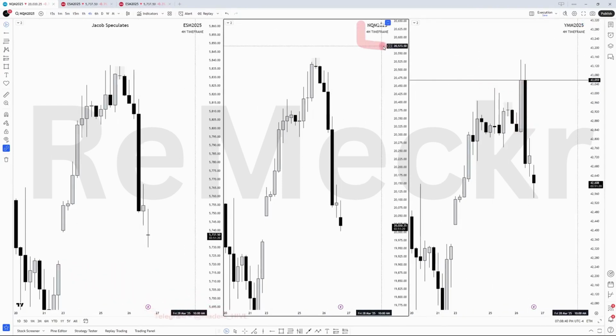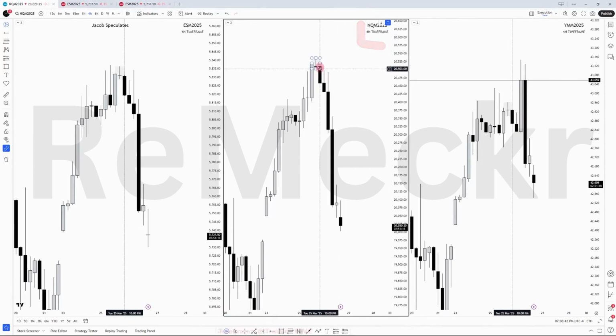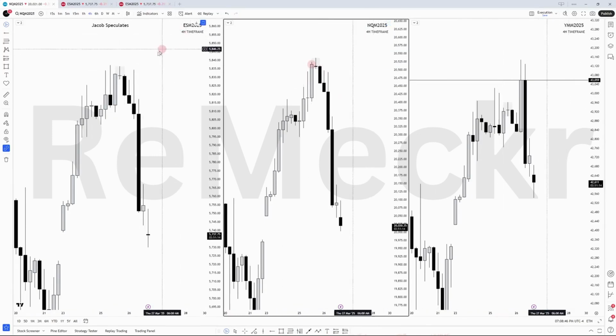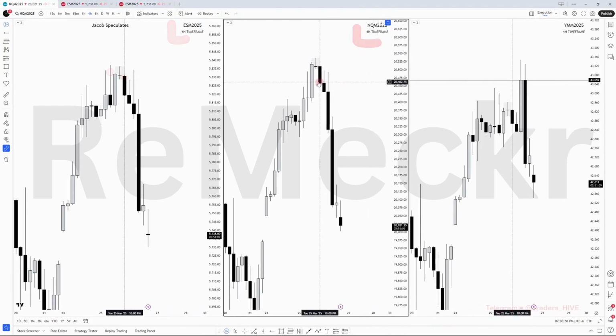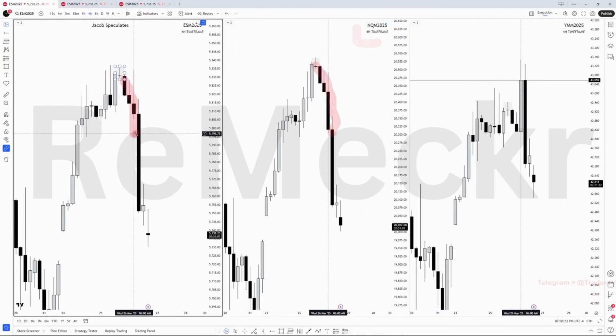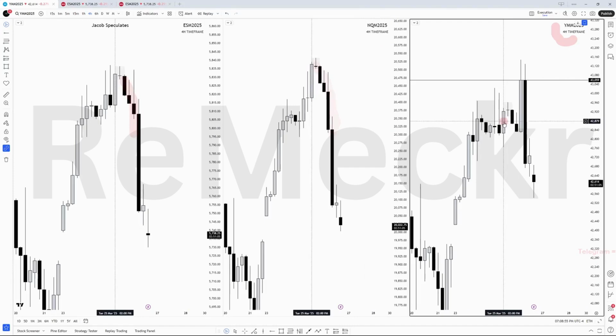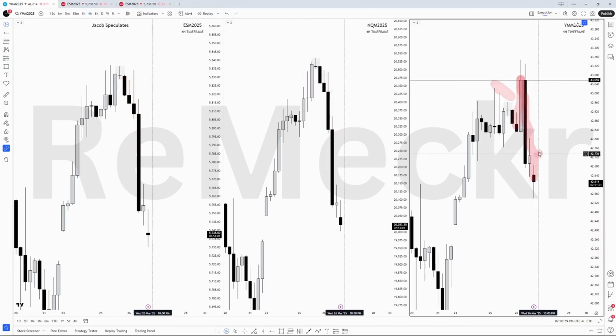But as we can see on the NASDAQ, this opening price right here is lower than this closing price, and then same for the S&P. So the S&P and the NASDAQ are more likely to have a willingness for lower, while the Dow is more likely to be resistive and run these highs one more time before the drop.